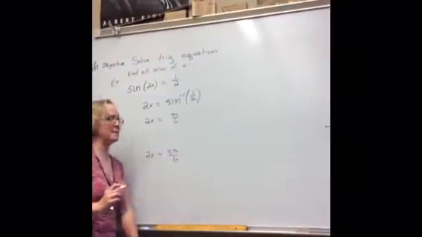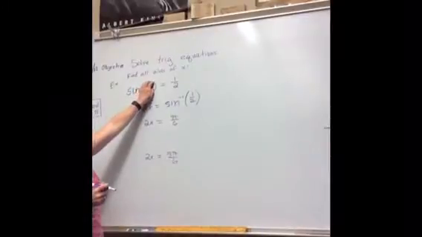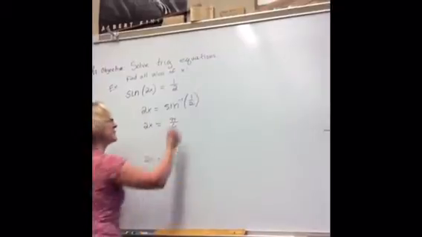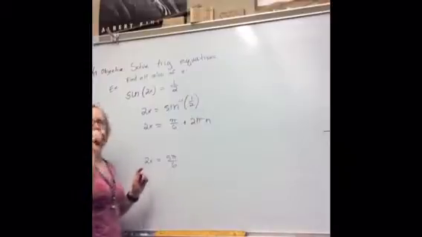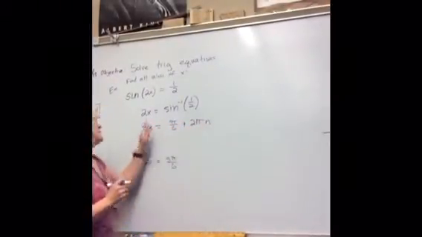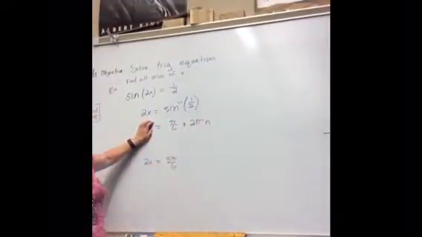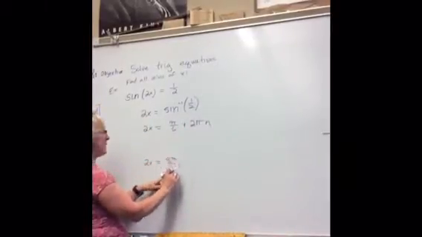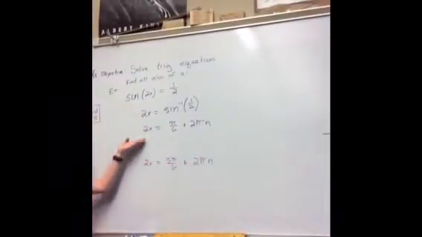Now there's a couple ways to think about this. If this was just theta, plain old theta, we'd say theta equals pi over 6 plus 2 pi n, right? So I would write that in here. Or would we say pi? No. But it's 2x, so 2x equals pi over 6 plus 2 pi n, and 2x equals 5 pi over 6 plus 2 pi n. But we want the values of x.